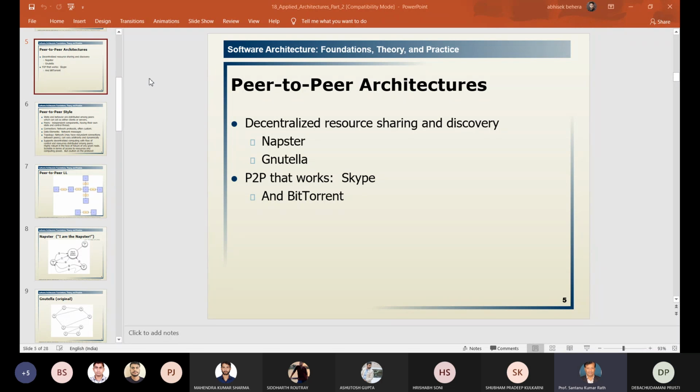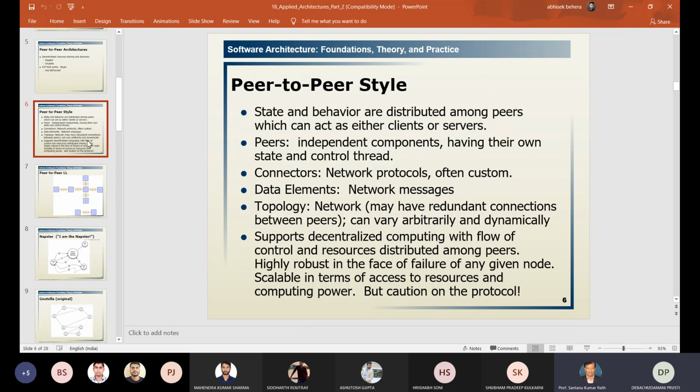Okay, go ahead. Next slide. Now we'll go for the peer-to-peer style. The state and behavior are distributed among the peers. Peer means the users or individual nodes, or you can say it is also a client or a server, that acts as a client or server.